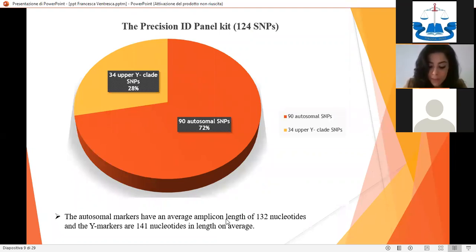Okay, now one of the most important kits used for typing samples with degraded DNA is the Precision ID Panel Kit, which allows analysis of 124 SNPs, including 90 autosomal and 34 Y SNPs. It means SNPs that are present on the Y chromosome, and the autosomal SNPs are the SNPs present in the autosomal chromosomes. The autosomal markers have an average amplicon length of 132 nucleotides, and the Y markers are 141 nucleotides in length on average.